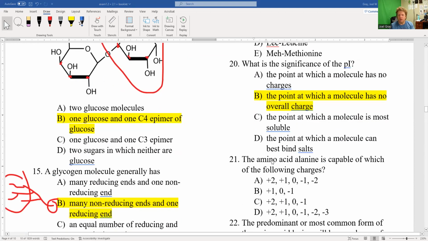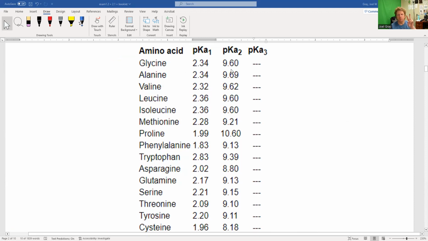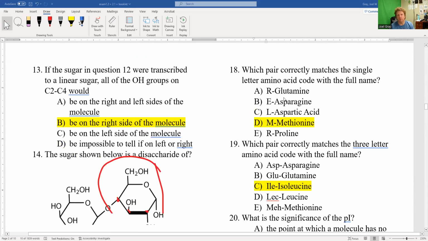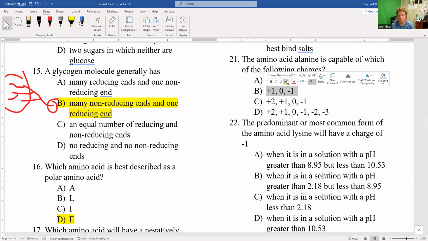So yeah, no. The amino acid alanine is capable of which of the following charges? Okay, we kind of have a little bit of a cheat code with that because what you can see is alanine has 2 pKa values. So it has 2 ionizable groups. And every single amino acid has 1 ionizable group that goes between a positive and nothing, and then another group that goes between a negative and nothing. So whenever alanine is fully protonated, the carboxylate is a carboxylic acid, and the amine is positively charged. So it's going to have a +1 charge. When everything's deprotonated, the amine is going to have no charge, and the carboxylate is going to be negative. So +1, 0, or -1 is our charge.